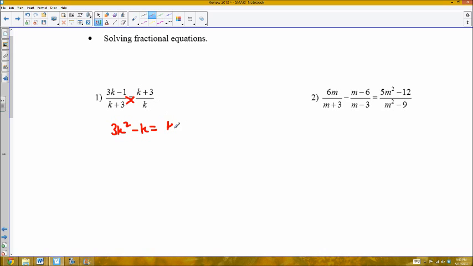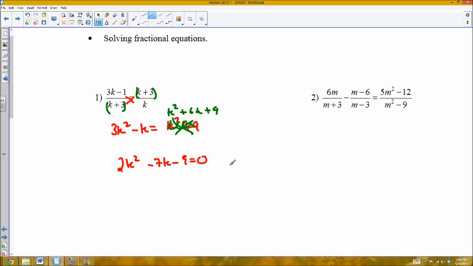Now, a common mistake is people write that as k squared plus 9. That is 100% wrong. These are 2 binomials, so you will have to distribute them out. And when you distribute them out, you end up with k squared plus 6k plus 9. So it's basically foiling. I'm going to put this in standard form. I end up with 2k squared minus 7k minus 9 equals 0.